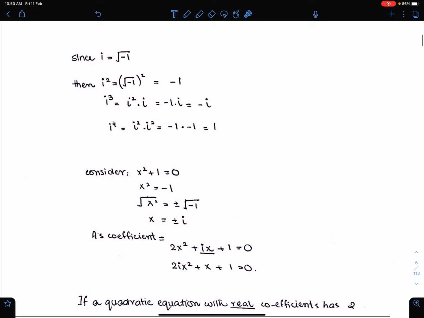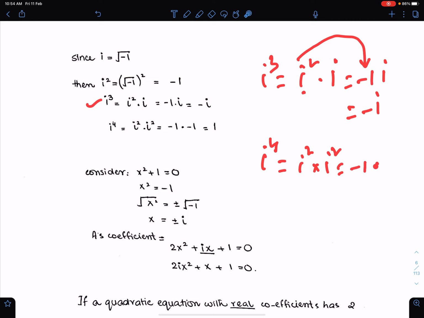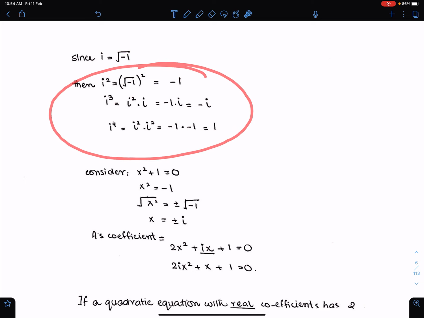Since i is under root minus 1, therefore i square will be minus 1, and i cube, you can write as i square into i, and it will be minus 1 times i, so it's minus i because i square is minus 1. Similarly, you can evaluate i power 4. You can write this as i square into i square, so minus 1 into minus 1, so it's 1. So this is the way to evaluate higher powers of i.